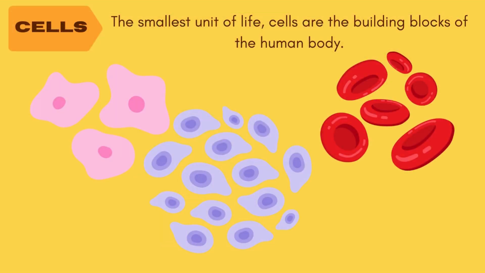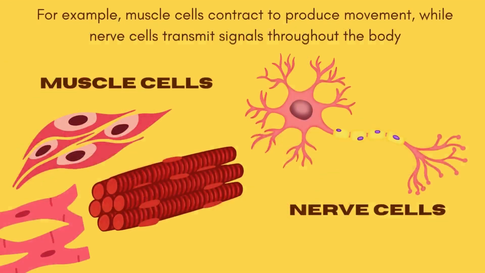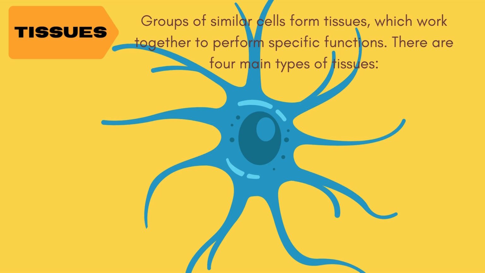Cells. The smallest unit of life, cells are the building blocks of the human body. Each cell has a specific function and contributes to the formation of tissues. For example, muscle cells contract to produce movement, while nerve cells transmit signals throughout the body. Tissues. Groups of similar cells form tissues, which work together to perform specific functions.